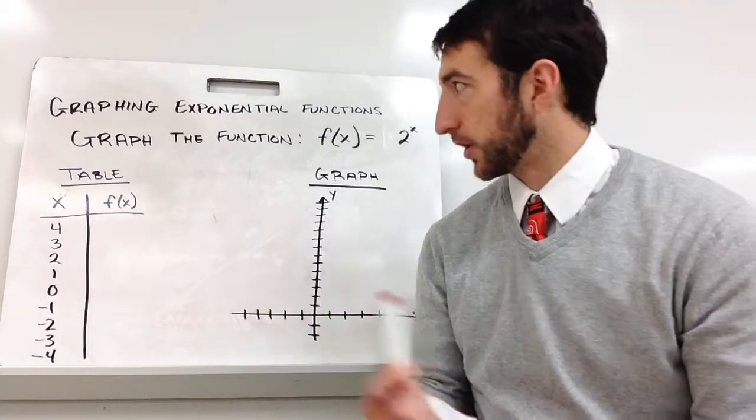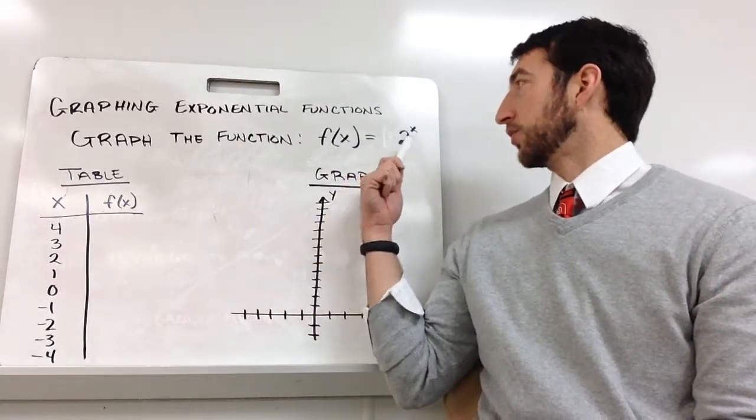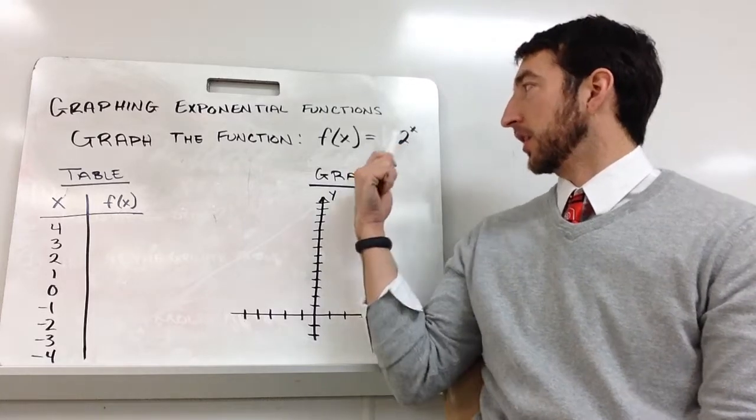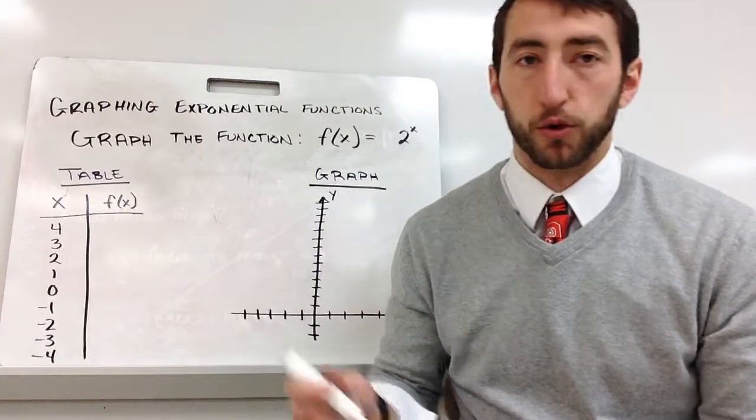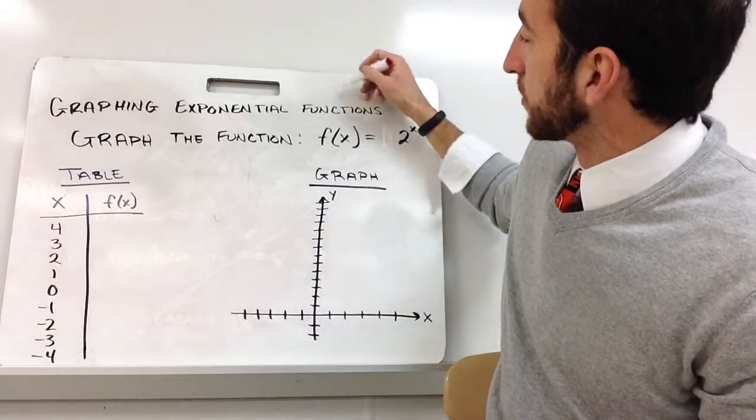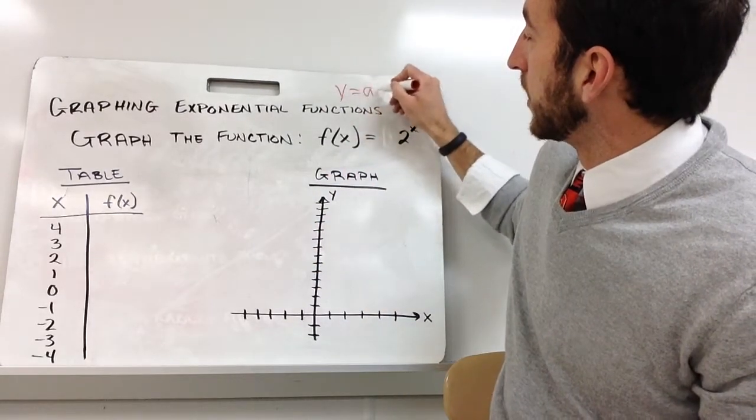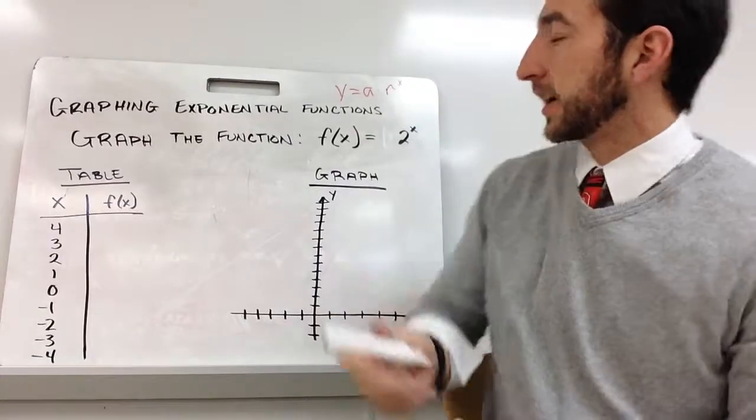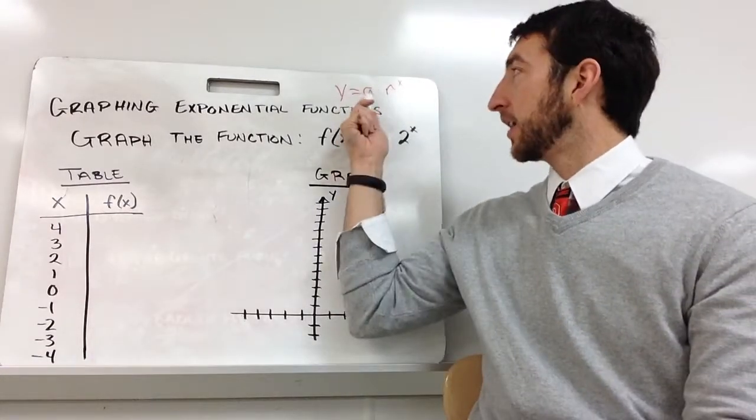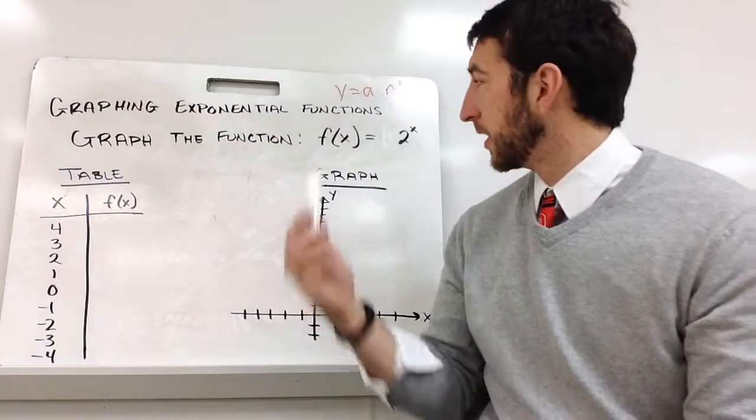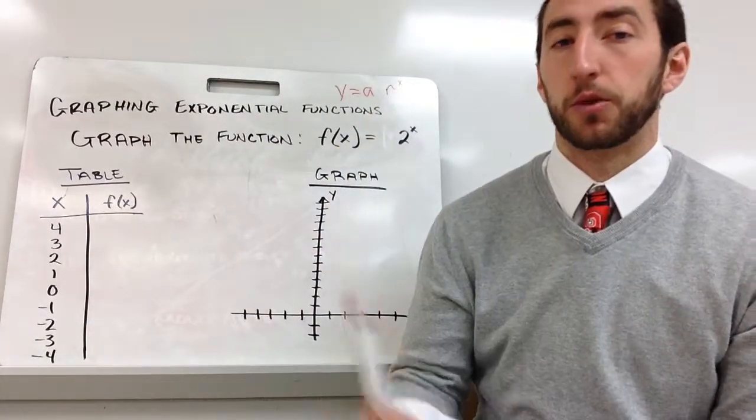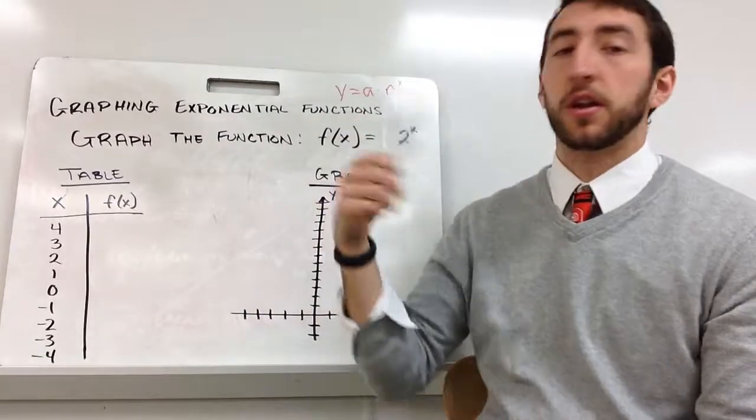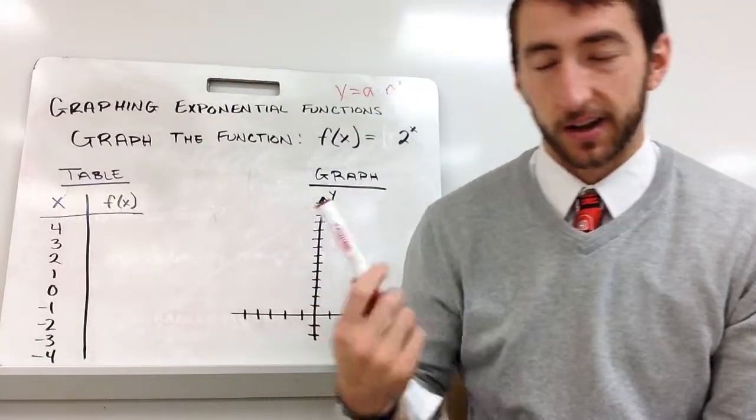So the parent function that we're going to look at today is f of x equals 2 raised to the x power. It is implied that there's a 1 there, so if you think back to our regular exponential equation, y equals a times r raised to the x. So what we're looking at is a, remember that's our initial term, so that would be a 1, and then r is the common ratio, which is 2, which is what we multiply by each time. So I would start at 1, do 1, 2, 4, 8, 16.